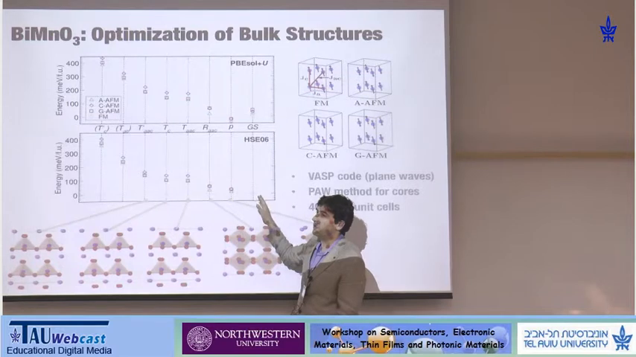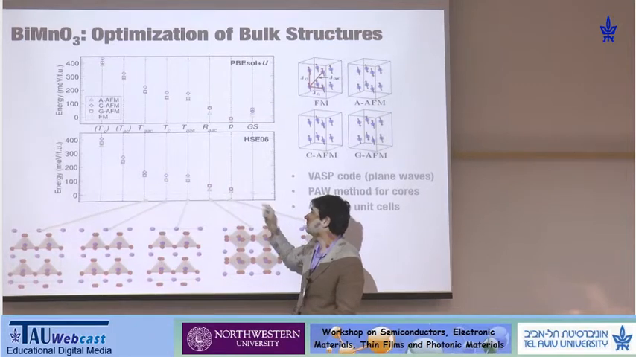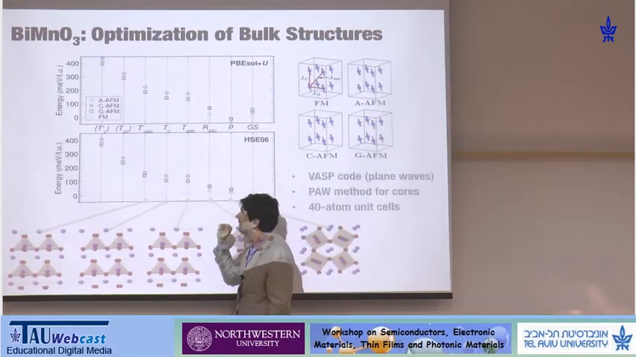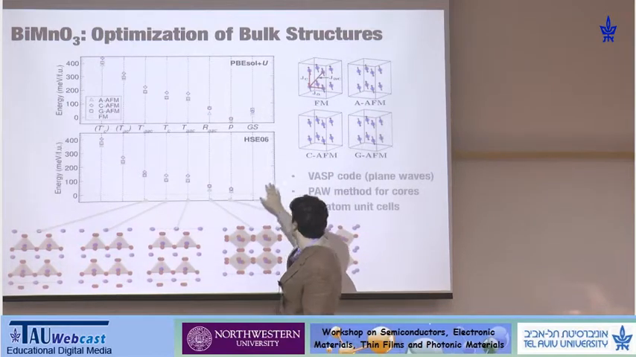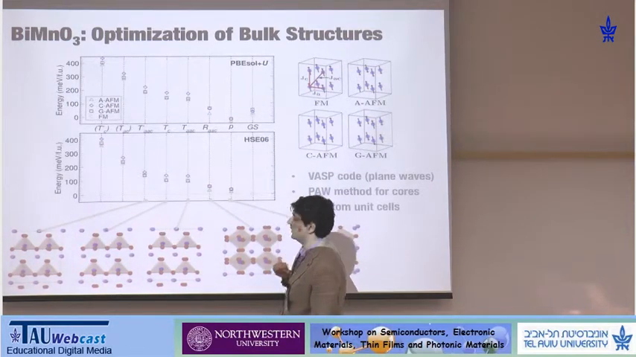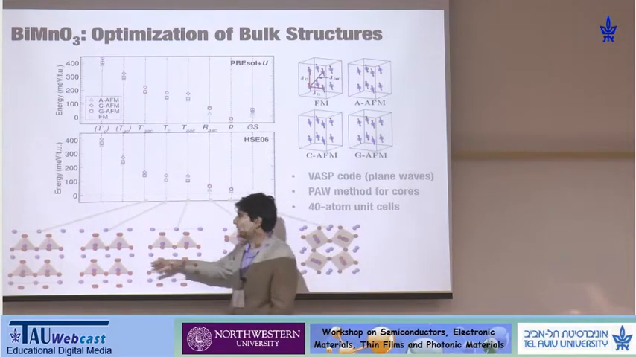If we look at the bond distances in the ground state, which is the one we can compare with experiment, we get them with accuracy better than 1%, and we get the ground state to be the ground state. So in the rest of the work, we used this hybrid functional, and we optimized all these phases.